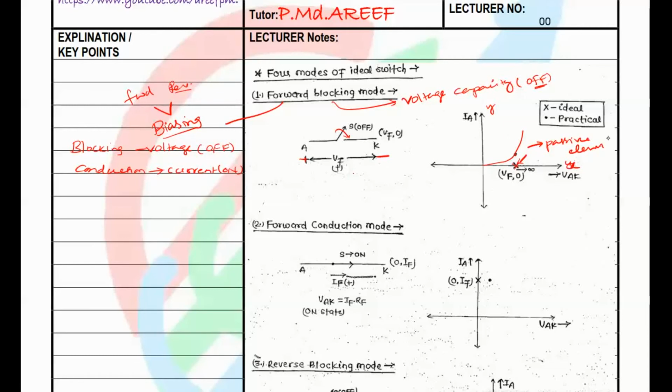Passive elements. So next here, forward conduction mode. Forward conduction mode is where current is maximum and voltage is minimum, so that you can observe in the axis here.